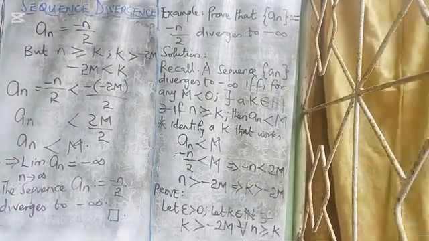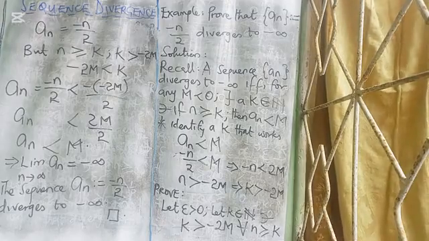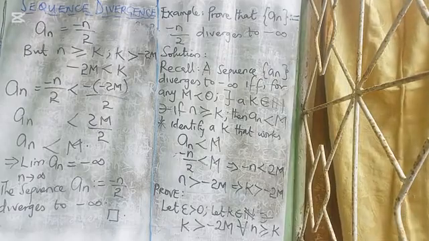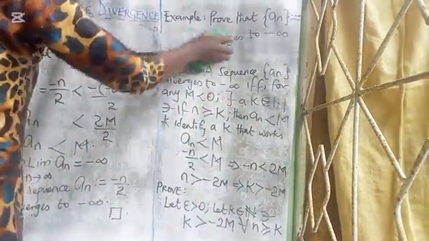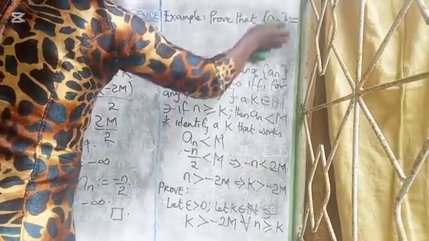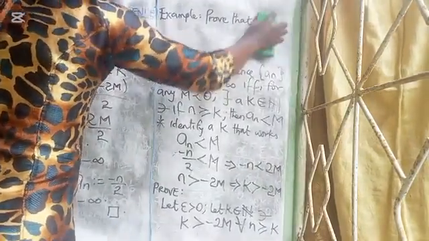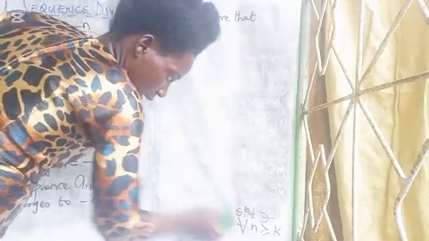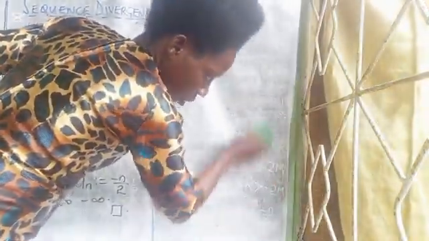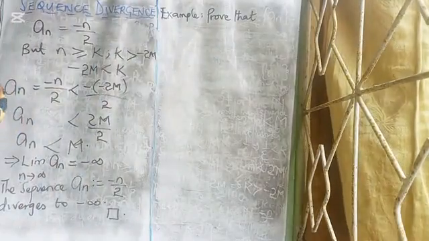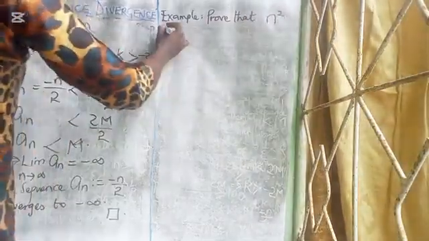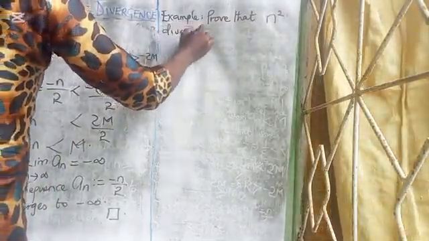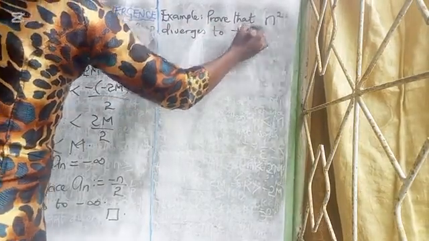We'll take another example and we'll prove that it also diverges. You can pause the video to try your hands on this. See if you are able to prove it. We'll take another example now and prove that it is actually divergent. Prove that the sequence n squared diverges to positive infinity.